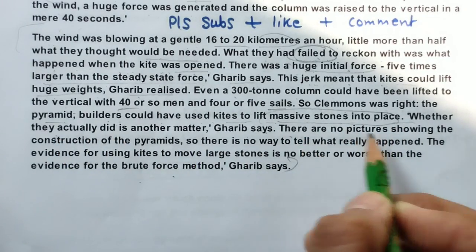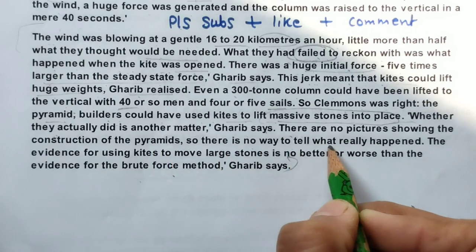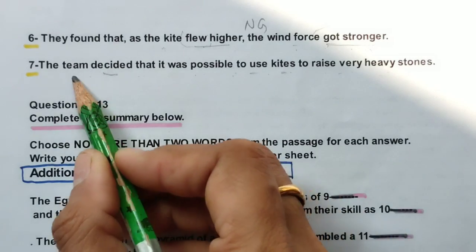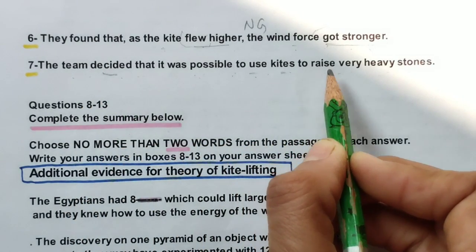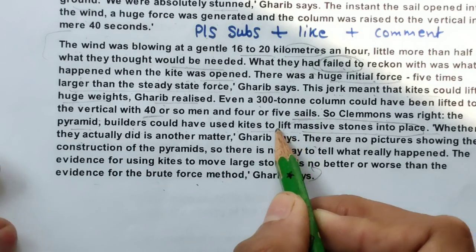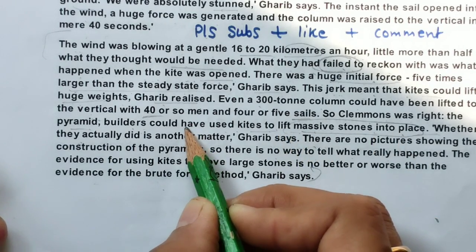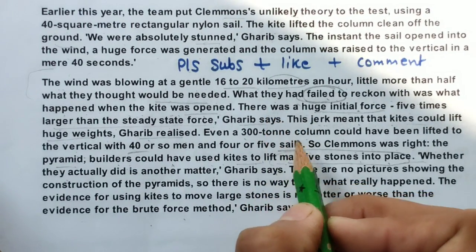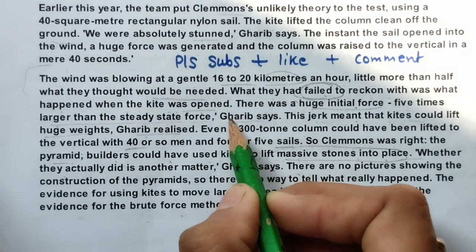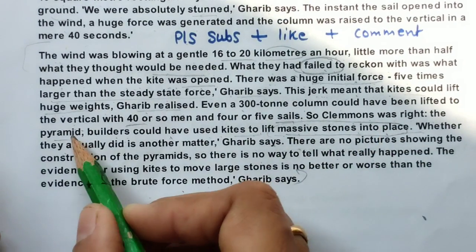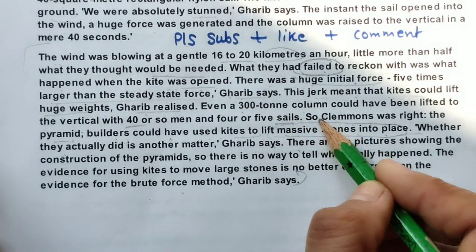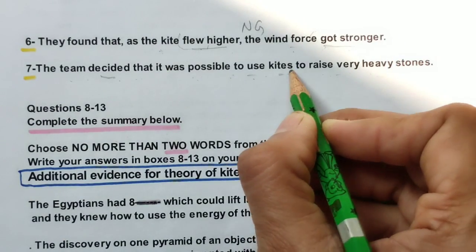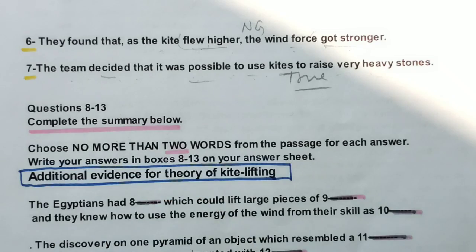Garib says there are no pictures showing the construction of the pyramid, so there is no way to tell what really happened. The team decided it was possible to use kites to raise very heavy stones. So lifting heavy, massive stones into place is given. They both are jointly doing this experiment, and what they have decided, Garib said, there was an initial force, so Clement was right. Garib is saying Clement was right. So I can go with this, because everything is given.